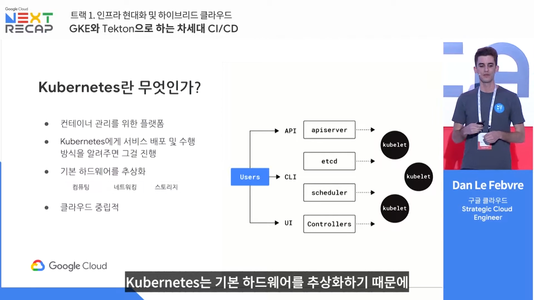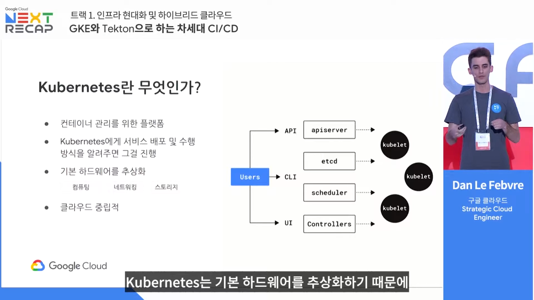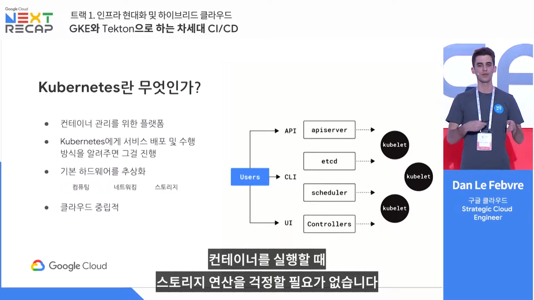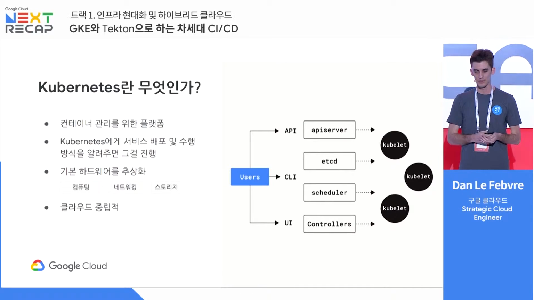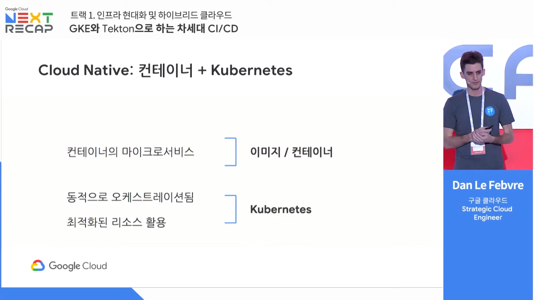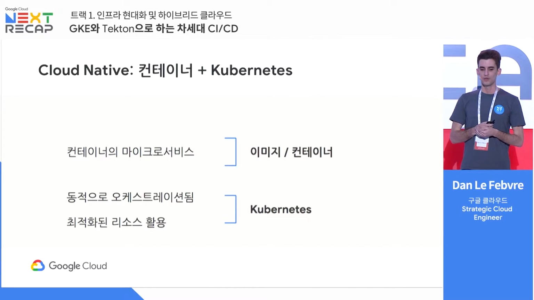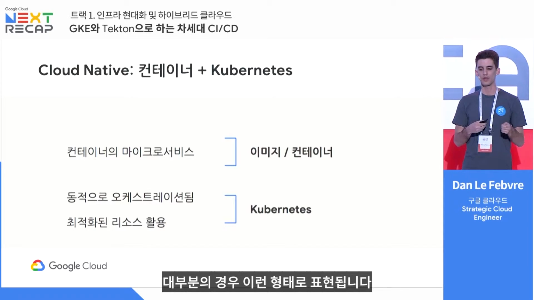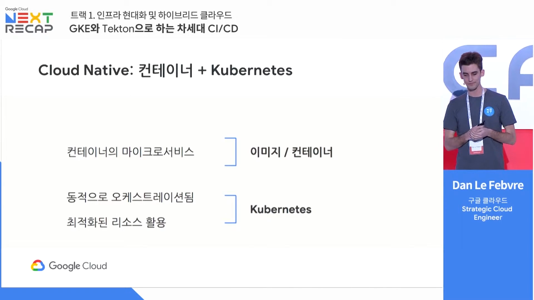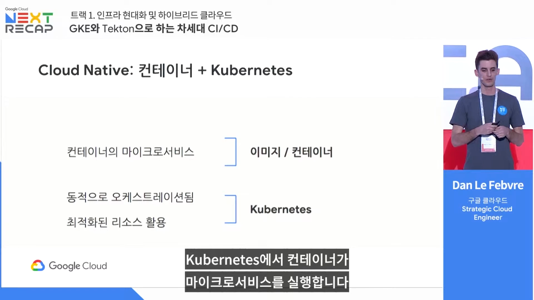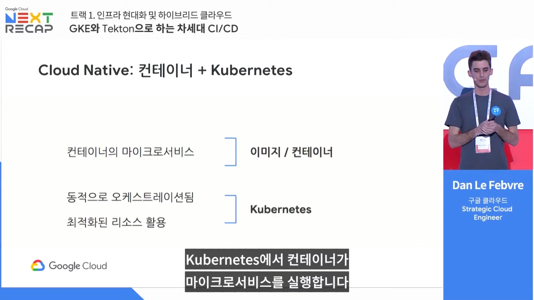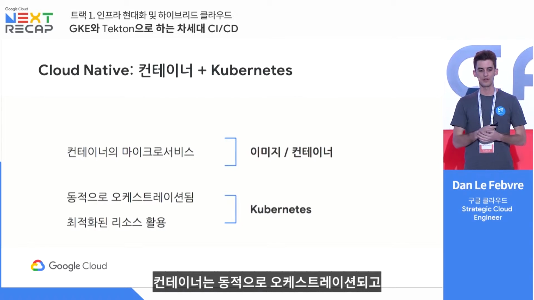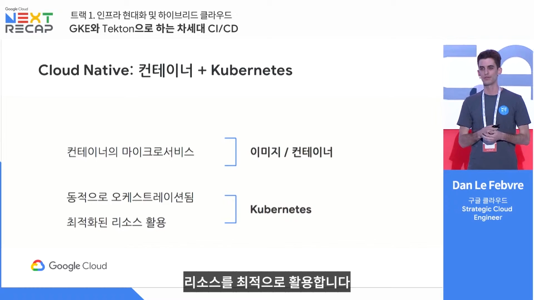With Kubernetes, you abstract away the underlying hardware, so you don't have to worry too much about the compute or the storage when you're trying to run the container. And so this is what cloud native often ends up looking like for most of us. Containers running microservices in Kubernetes, and these containers are again dynamically orchestrated and optimized for resource utilization.